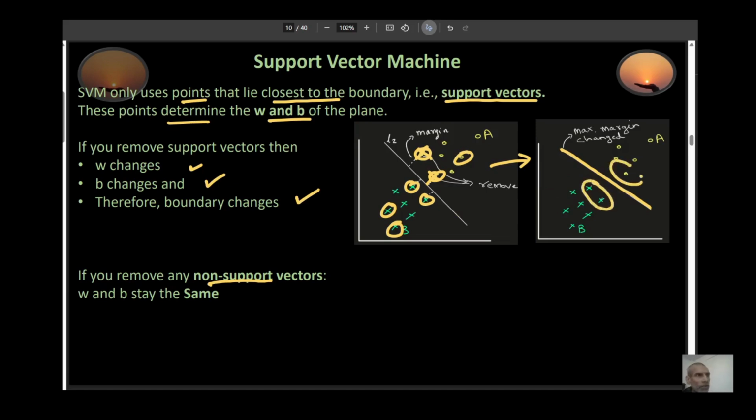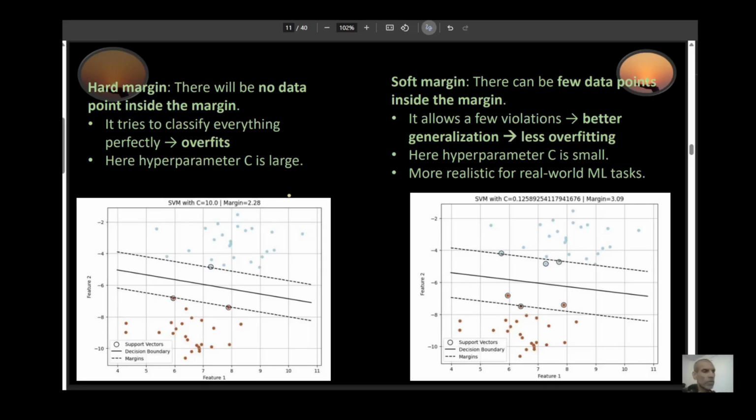Now, in support vector machine terminology, you're going to hear these words: hard margin, soft margin. In hard margin, there will be no data point inside the margin. It tries to classify everything perfectly. In other words, it overfits. So in this particular instance, let's say this is my class A, and let's say this is my class B. So this would be my decision boundary right here. And here you can see nothing in between. There's no point in between that is misclassified. Everything is perfect. So in this particular instance, my hyperparameter C is going to be very large.